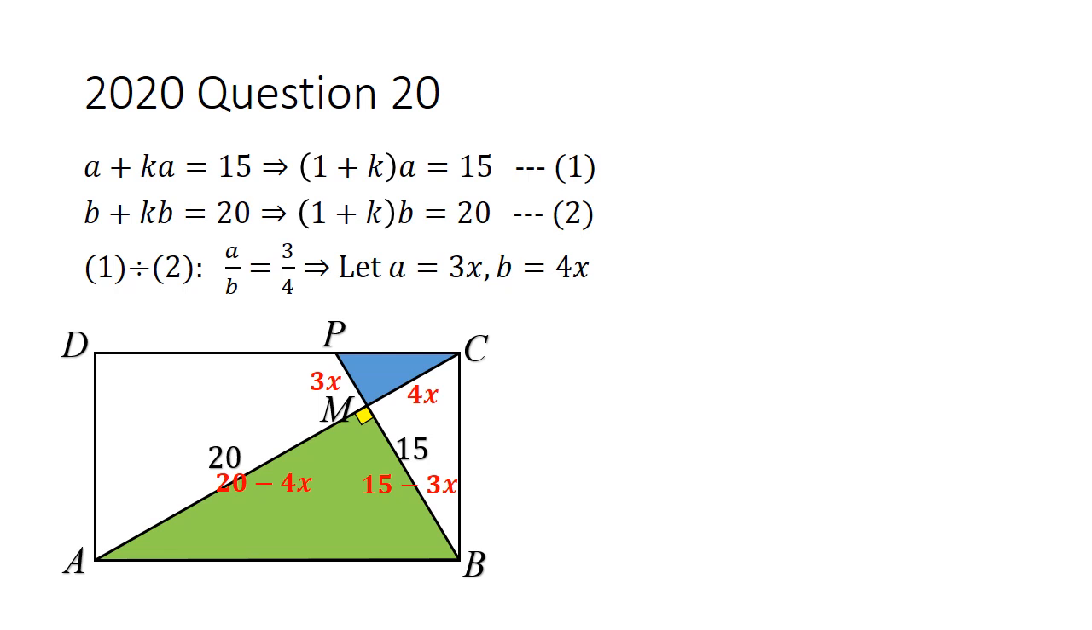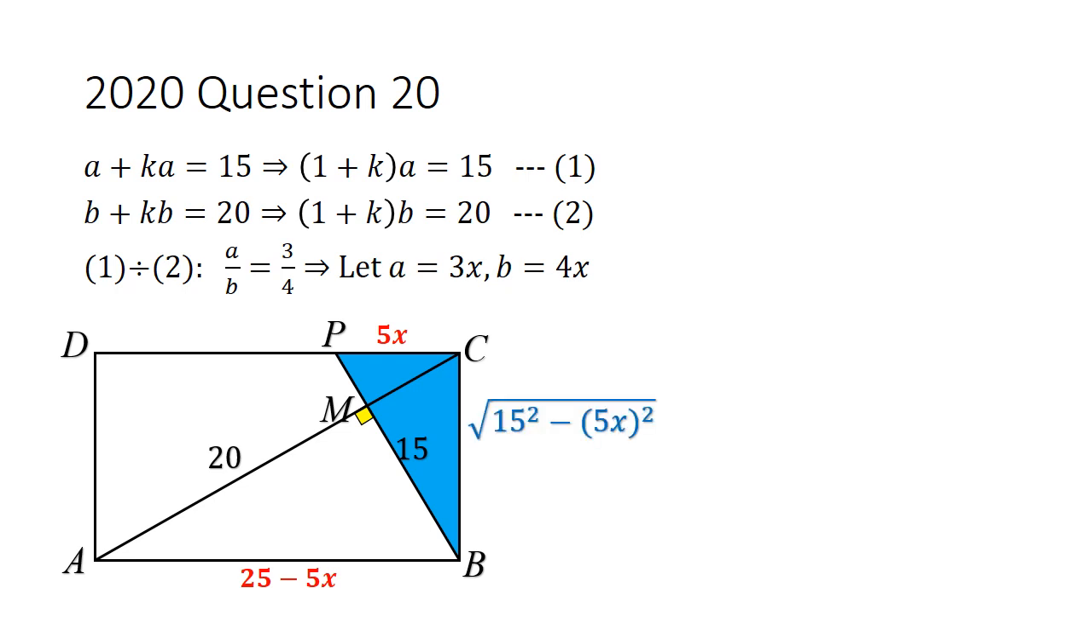Now we can apply Pythagoras' theorem to find the hypotenuse for the blue and green triangles. We will get 5x and 25 minus 5x respectively. Next, we turn our attention to a different right-angled triangle. Let's look at triangle PCB, this blue triangle. We know that the hypotenuse is 15 and it has a side of 5x. We can use Pythagoras' theorem to find the length of BC. We will get the square root of 15 squared minus 5x squared.